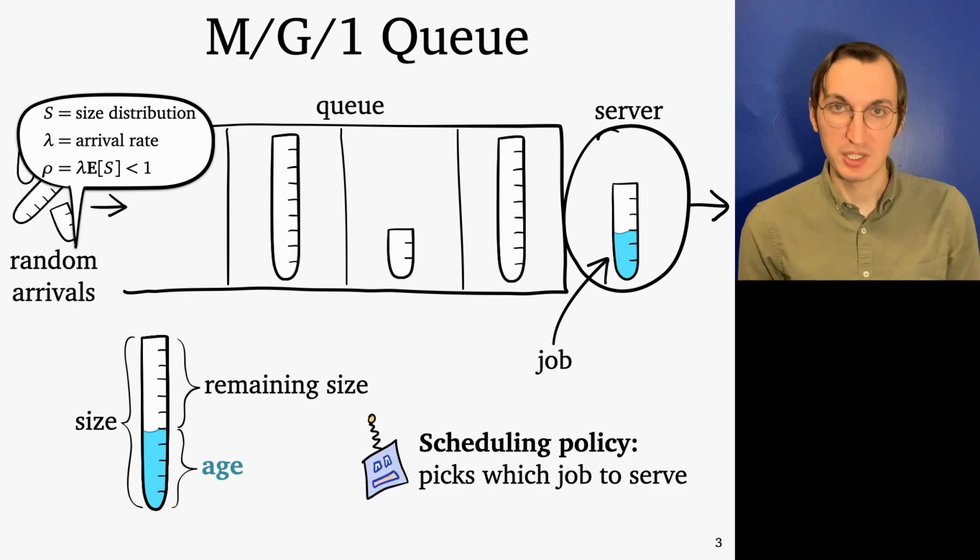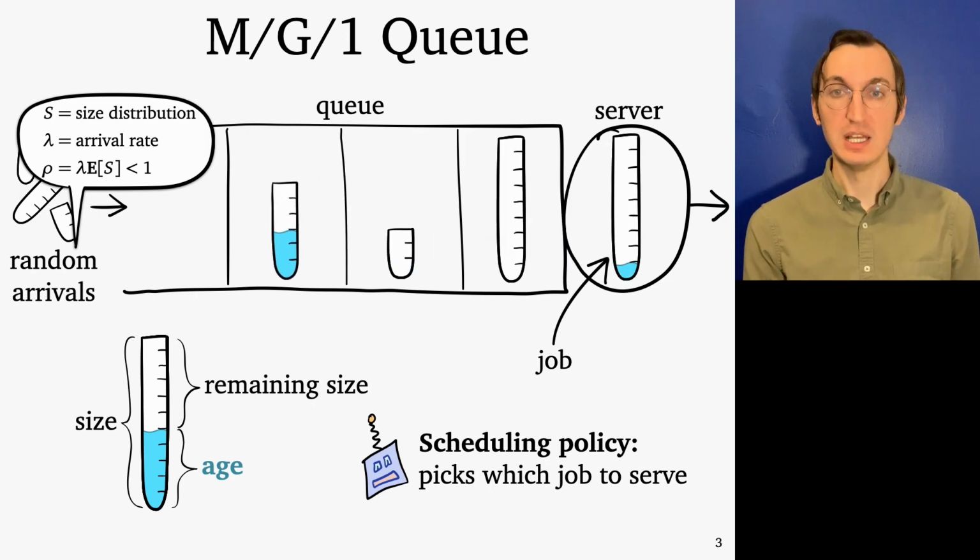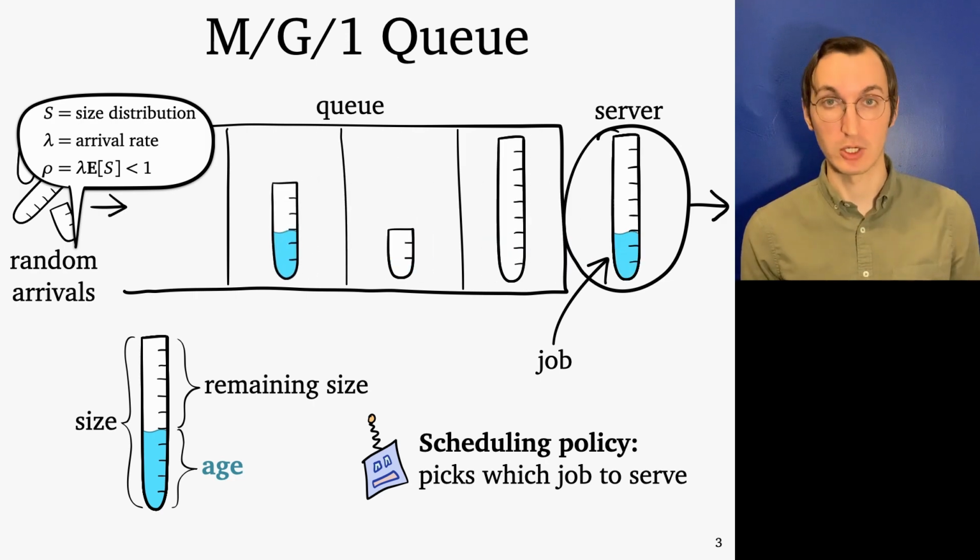So the scheduling policy decides at every moment in time which job to serve, and it does so preemptively. So we can decide to switch out the job in service for another one, and we're going to assume that there's no loss of work or preemption overhead in this talk.